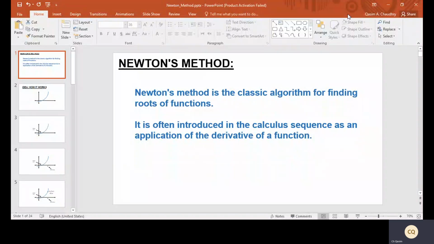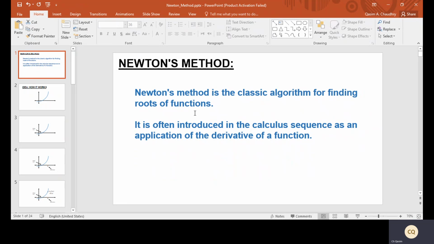Students, now we are going to start our next method to find out the roots, and that is Newton's method. In some of the books, it is written that the name of this method is Newton-Raphson's method. So the scientist was Newton-Raphson. If it is written that this is the Newton-Raphson method, it means the same as Newton's method. Students, this is a very simple method and a very classic algorithm to find out the root of the function.